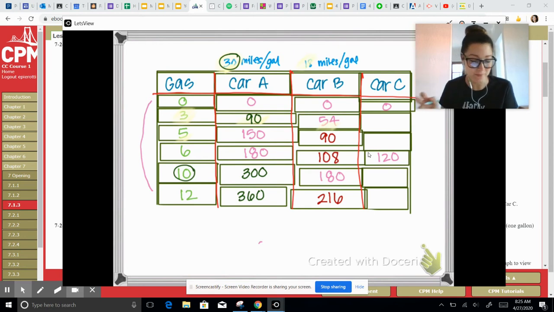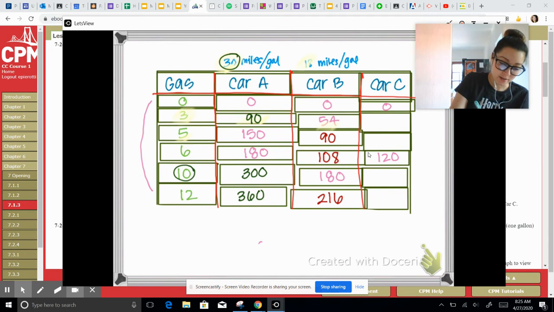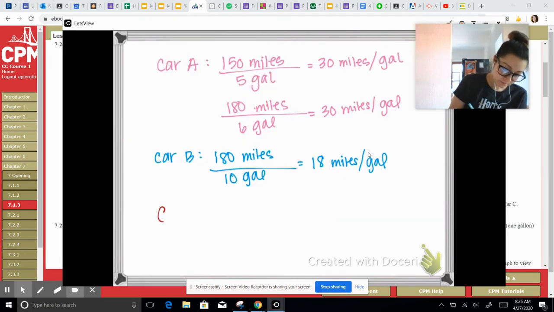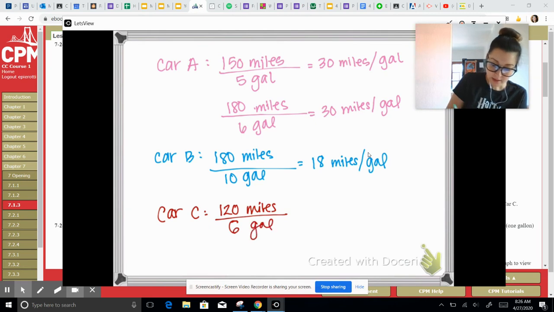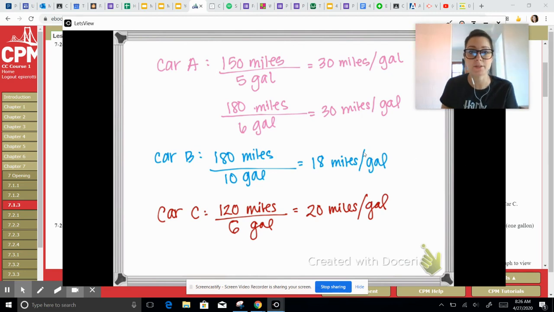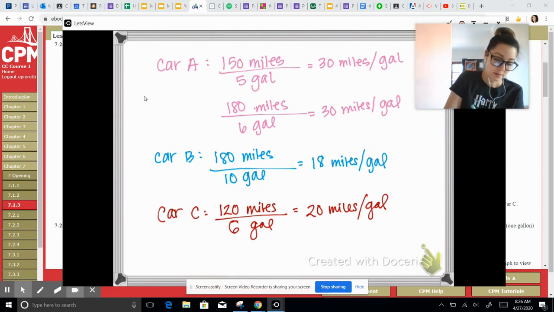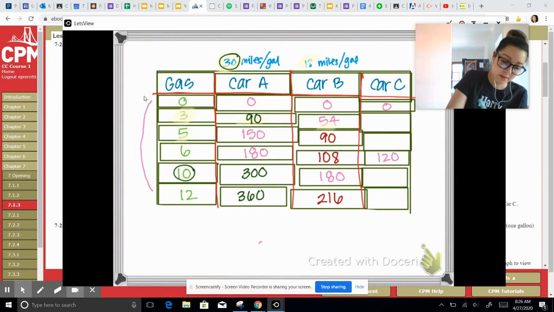And we're back. Okay, so let's take a look at car C. It can go 120 miles on 6 gallons of gas. So we just need to divide, which will give us 20 miles to the gallon. That's our unit rate. So 20 miles per gallon. So I'm going to add that back up here.